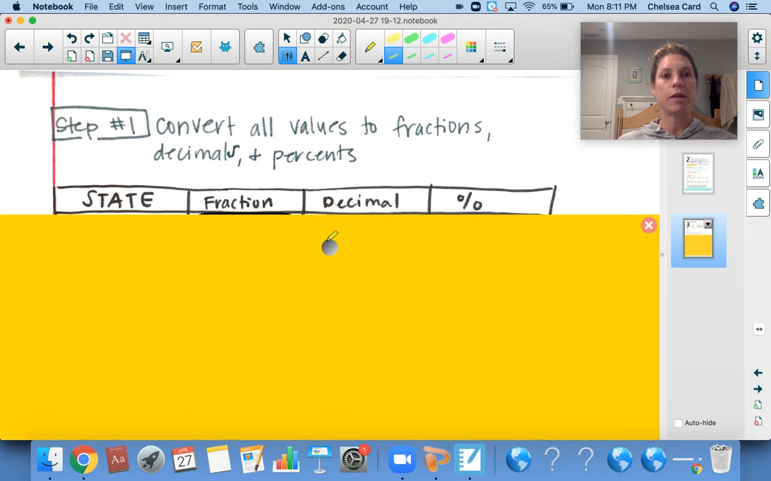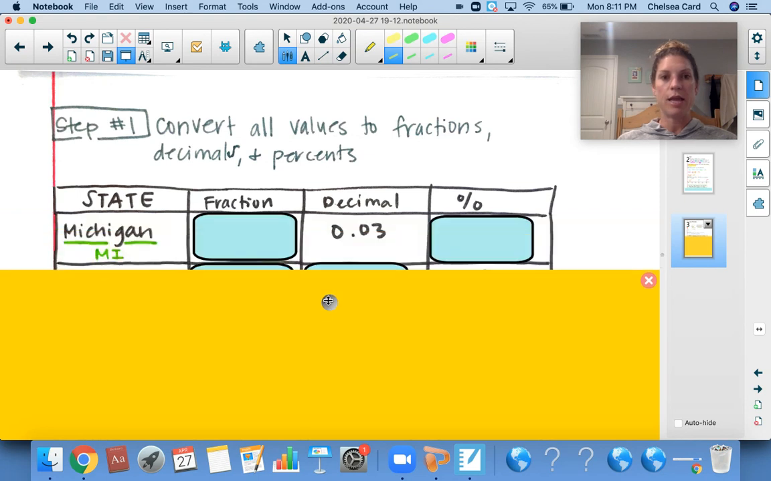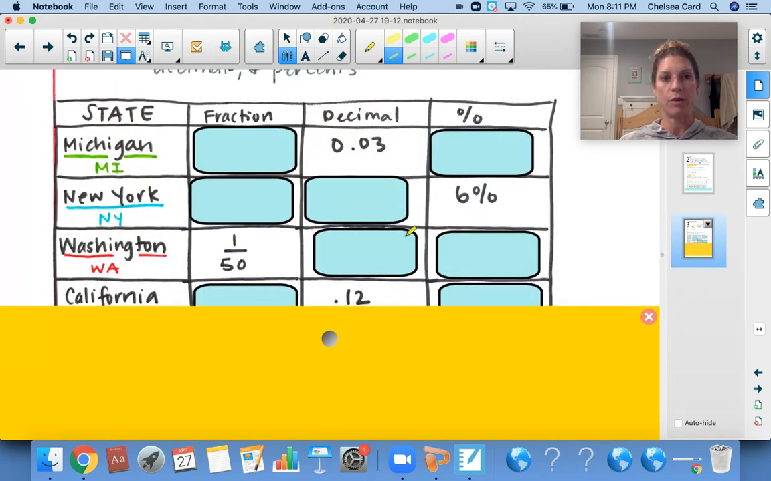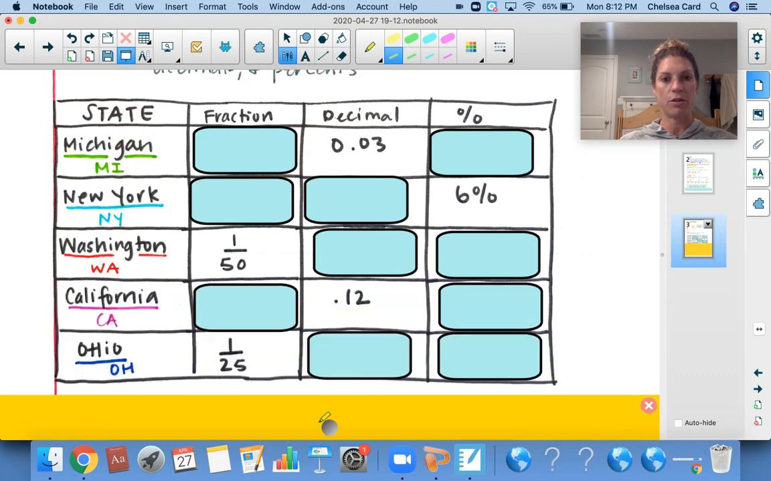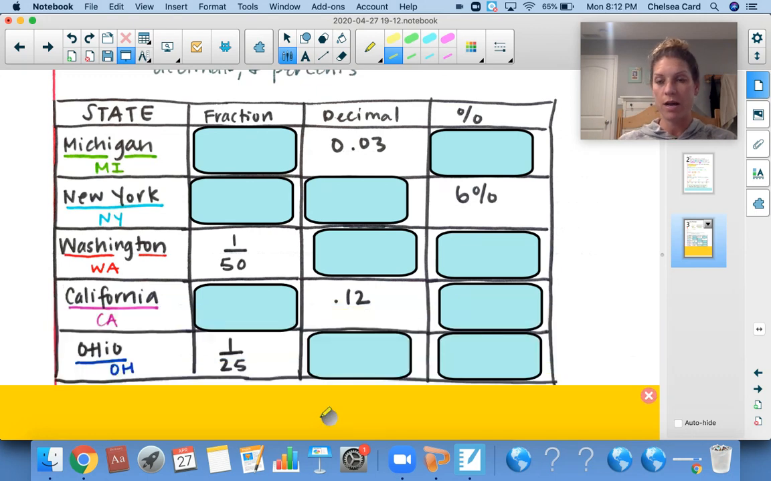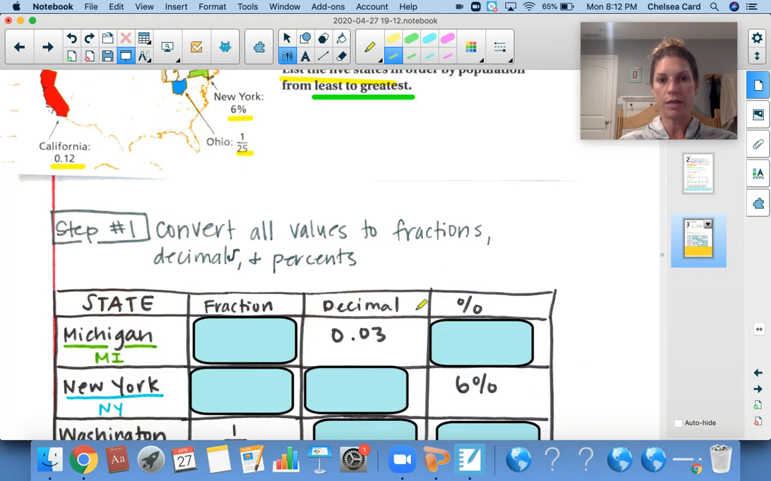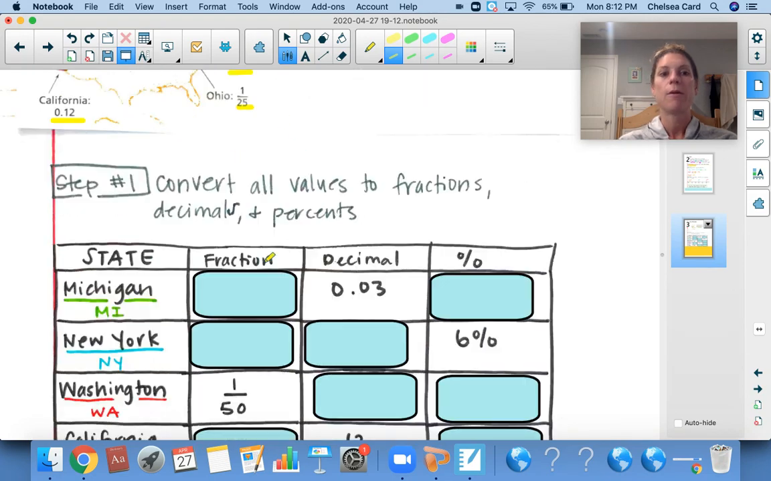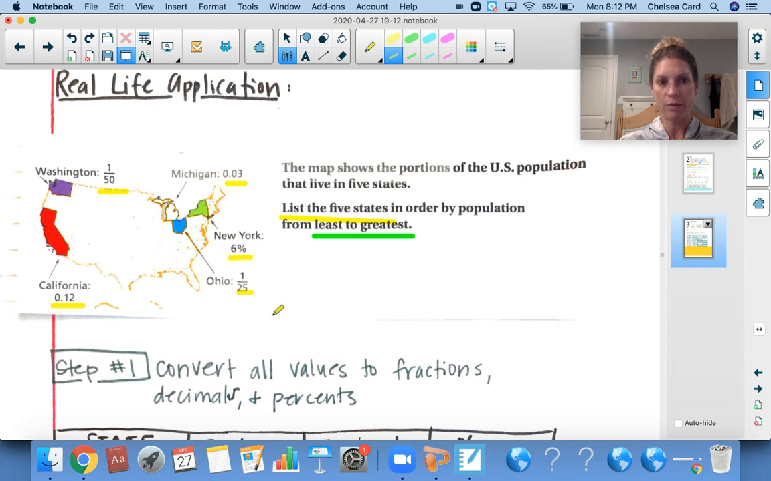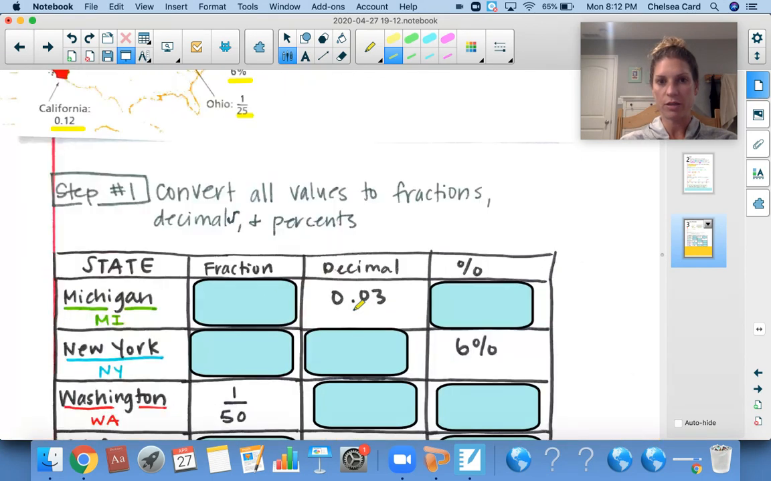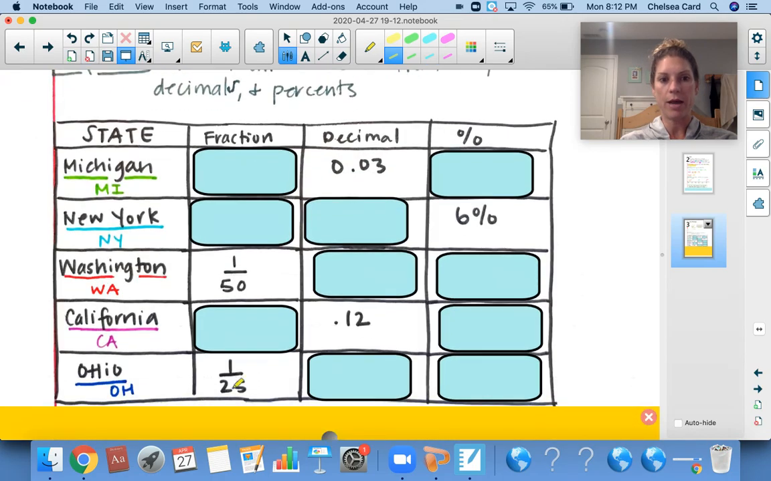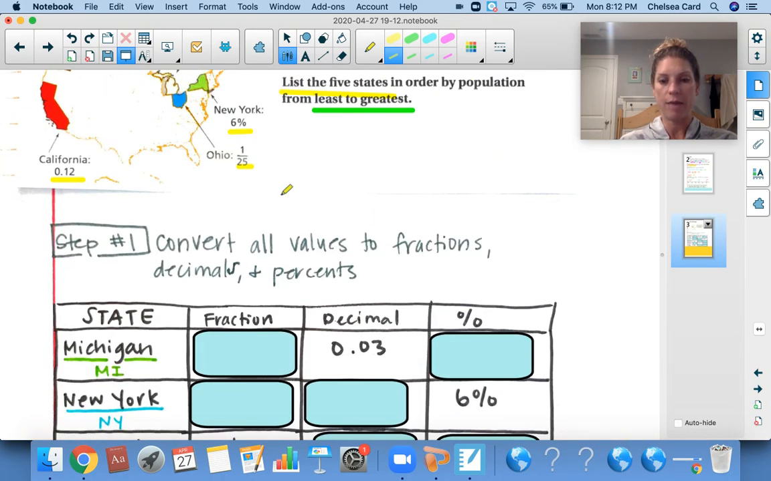So I made a table for my states, my fractions, my decimal, and my percentage. The first thing I did was I gave each state a color so that I know it's organized when I go later to identify what's the least and greatest. And then I put in what they gave me. So Michigan, you can clearly see here is 3 hundredths, and I literally just got that from my map. New York is 6%. I got that straight from my map. Washington is 1/50th. It came straight from my map. California is 12 hundredths as a decimal, came from my map. And Ohio is 1/25th. Also, that came from my map.